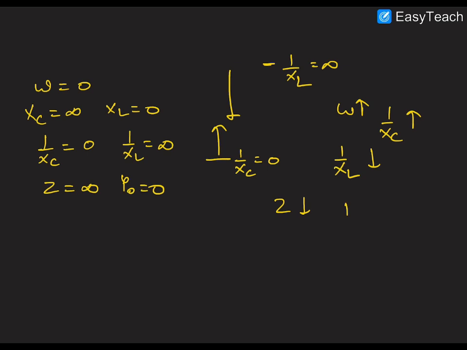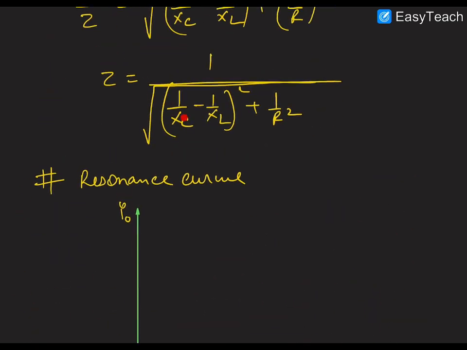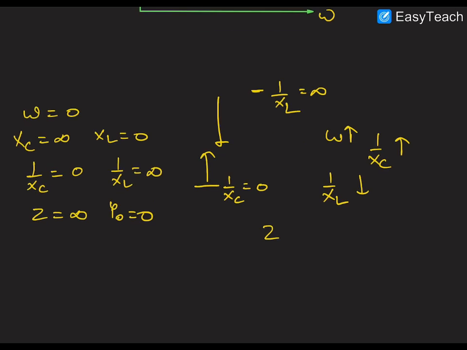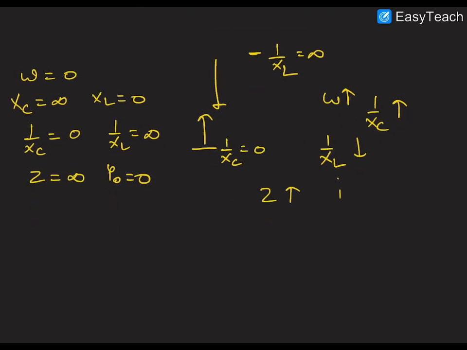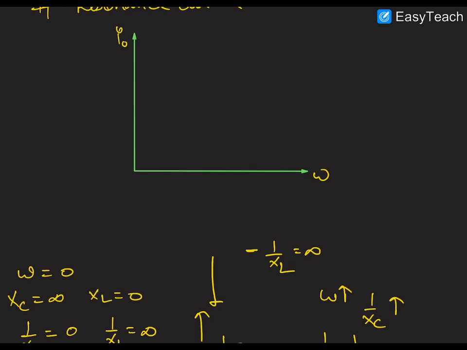In fact, this difference is decreasing, and we can see that Z is inversely proportional to this difference. So if this difference increases, Z will increase, and if Z increases, then I naught will decrease. So this graph will start from infinity, it will come down like this, and then there will be a minima. At this point, at minima, it would be resonance, and I naught will be minimum.